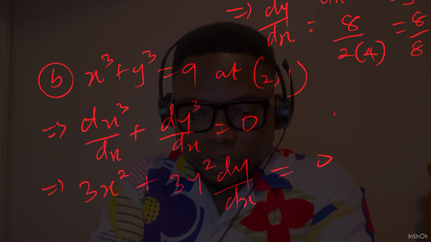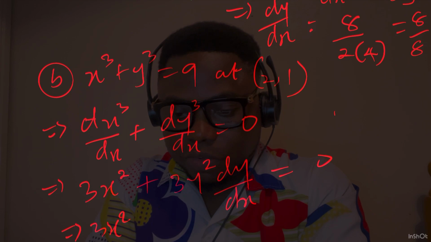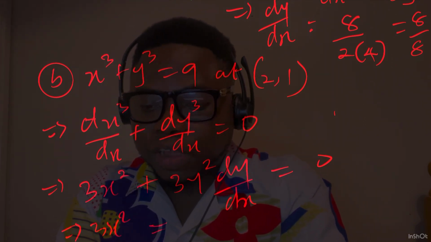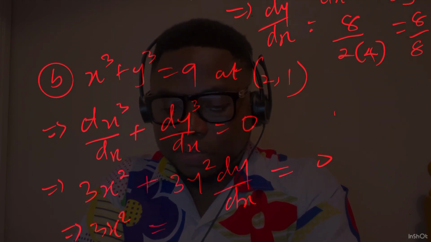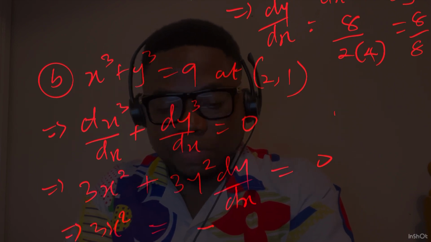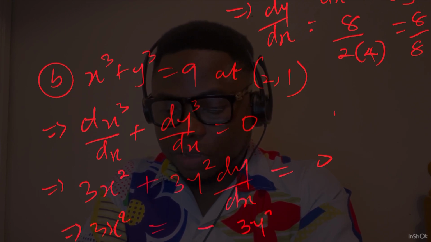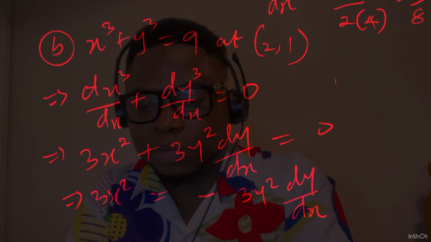So this is going to be 3x raised to the power of 2 is equal to, so I'm going to move 3y raised to the power of 2 dy over dx across to the right hand side, and it's going to be minus because it's plus here. So anytime that crosses an equal sign in mathematics, the sign changes. So that's going to give me minus 3y squared dy over dx. The goal is just to make dy over dx the subject of the formula.